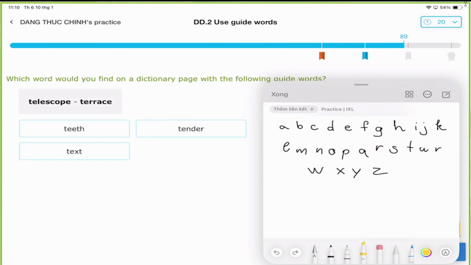The telescopes and terrace. Between L and R. So between L and R. E comes before L, so no. N is in between, so maybe. But let's check the last one too. X comes after R, so no. Only tender.